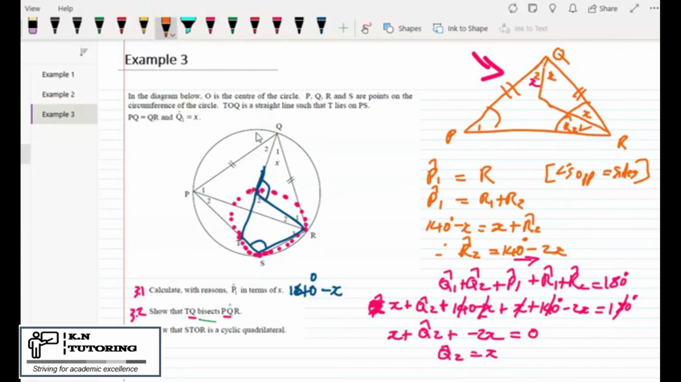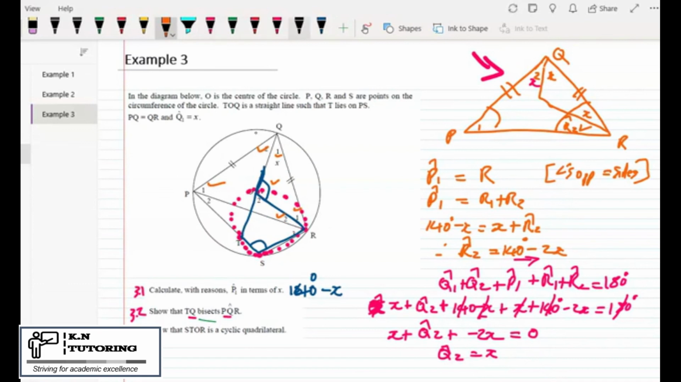We need to determine this S. How do we get this S? Remember, we've got this, we've got that, and we also have O1. O1 we already have, I think it was something like 180 minus 2x. So we need to determine this S. How do we determine this S?